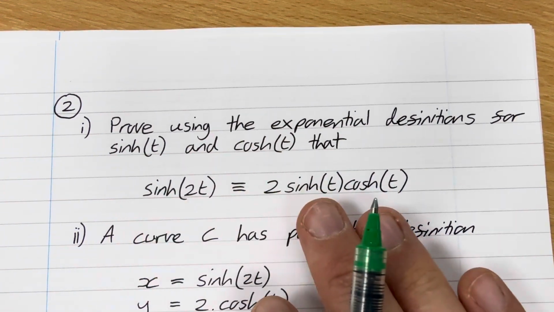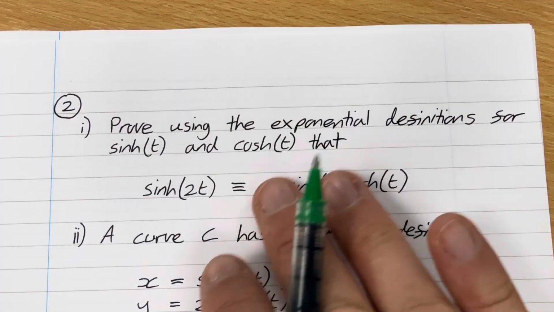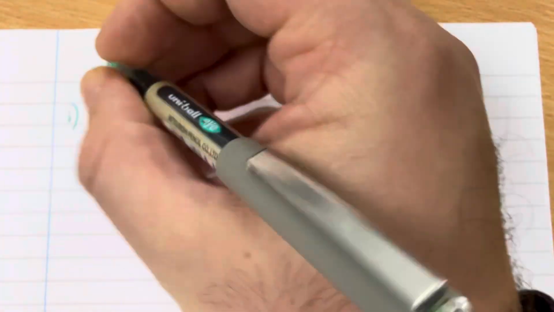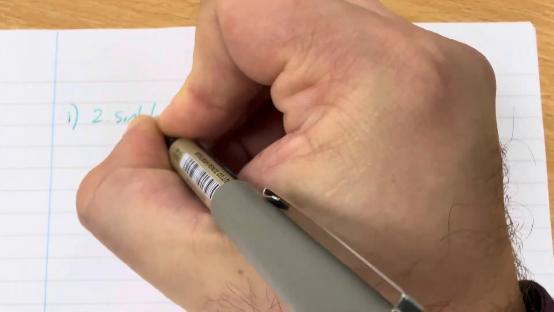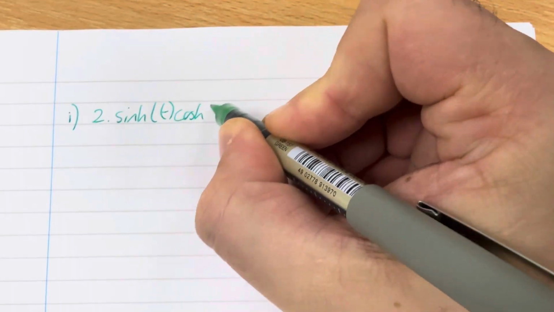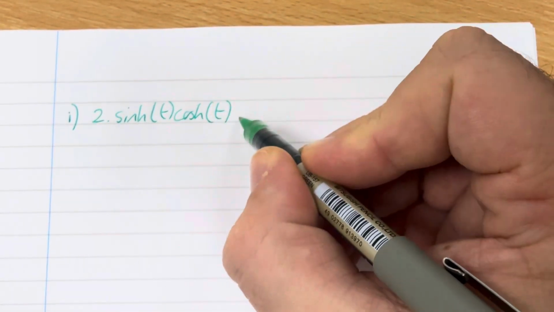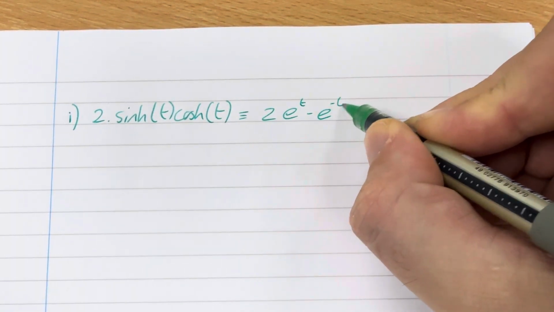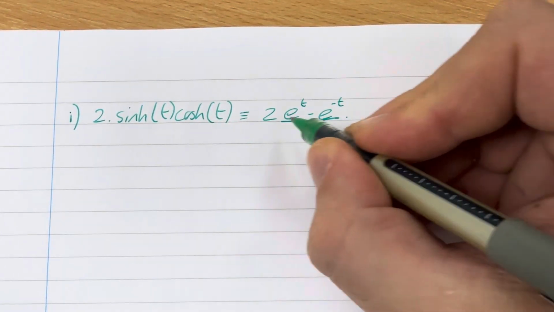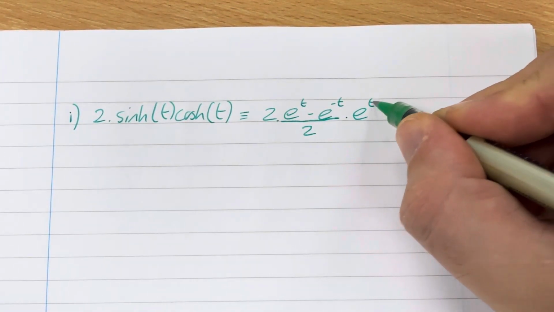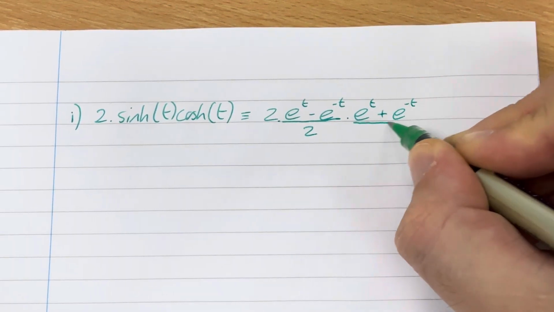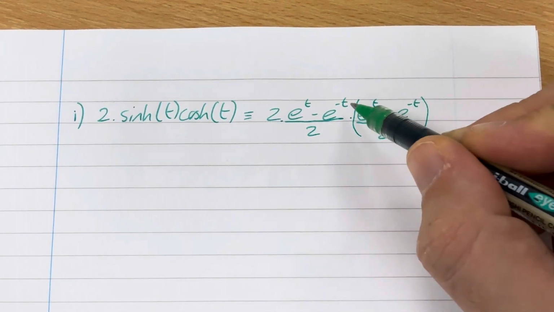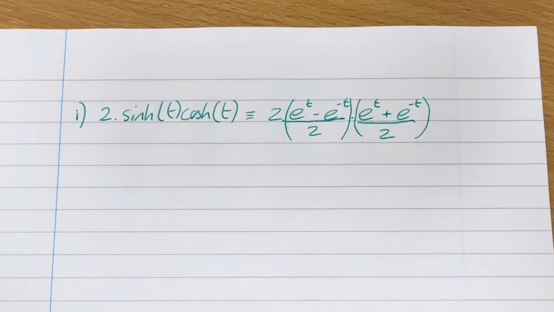I'm going to move from right to left, so I'm going to use the exponential definitions for sinh and cosh, and then we're going to plug them into the right-hand side, and we're going to arrive at the left-hand side. Okay, so 2 times sinh of t times the cosh of t. So that is equal to e to the t minus e to the minus t over 2. And then I'm going to times that by cosh, which is e to the t plus e to the minus t over 2. I'm actually going to put them in brackets, just so there's no uncertainty as to what I mean.